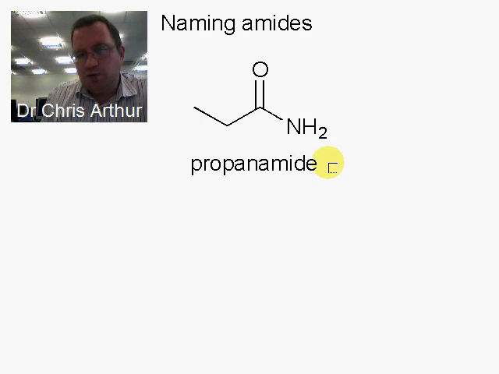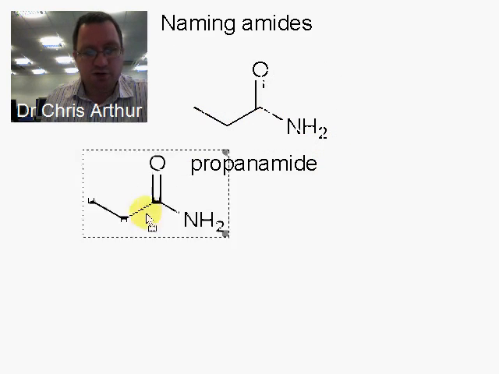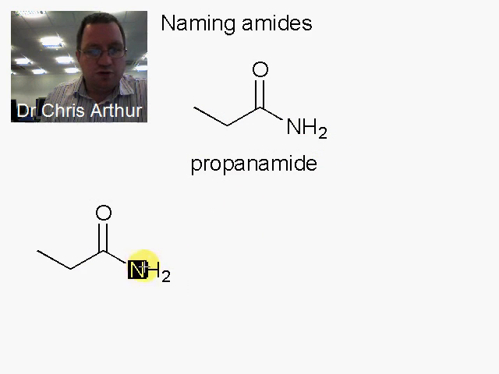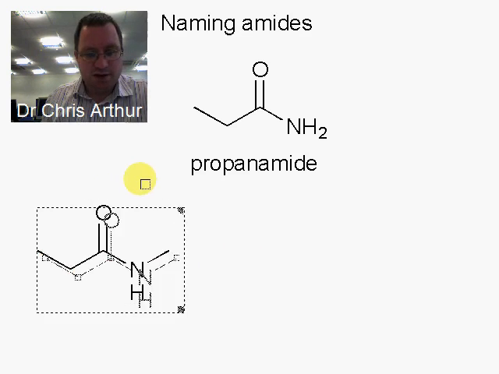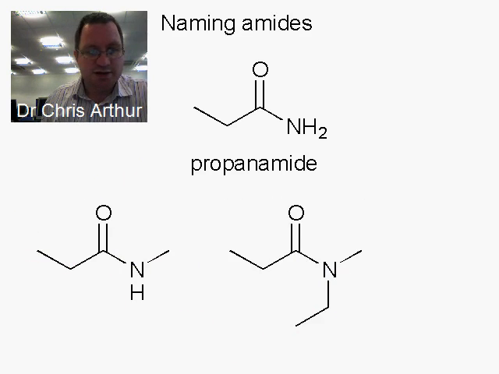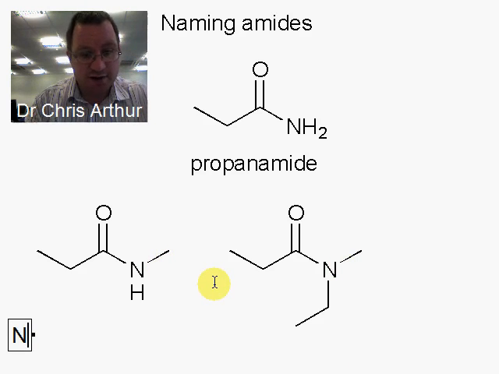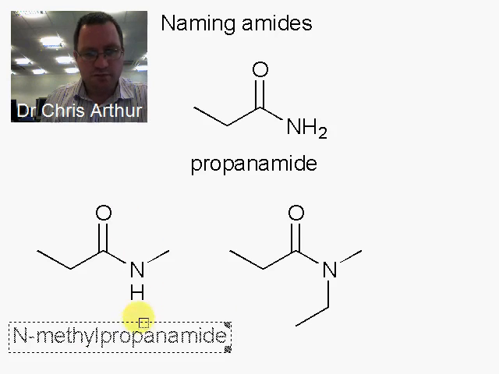Now, when we were naming amines, and if you've not watched that video, I would encourage you to do so, you learned that if we had to deal with a secondary amine, so in this case a secondary amide, or a tertiary amide here, then what we do is we put the name of the group as N beforehand. So we have in this case N-methylpropanamide. Okay, so that's that one there.